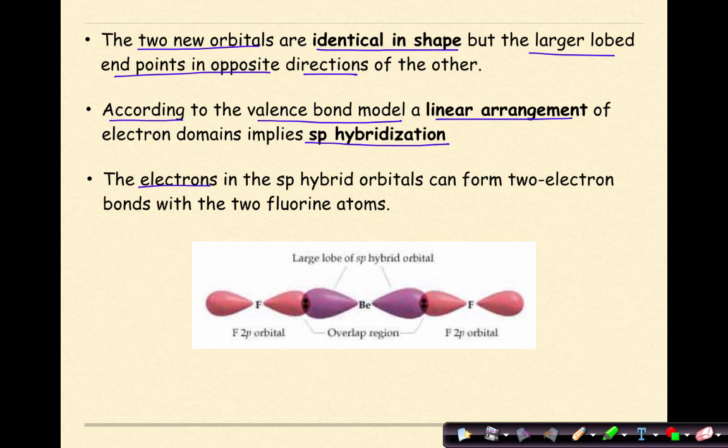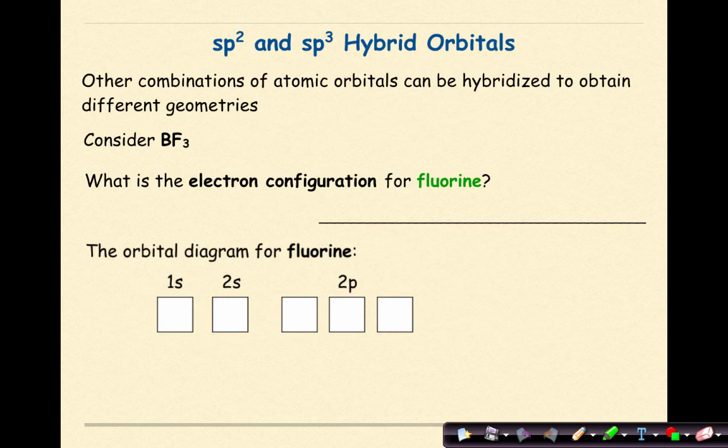The electrons in the sp hybrid orbitals can form two electron bonds with the two fluorine atoms. So a bond can be formed here and a bond can be formed here, which will result in BeF2. sp2 and sp3 hybrid orbitals. Other combinations of atomic orbitals can be hybridized to obtain different geometries.